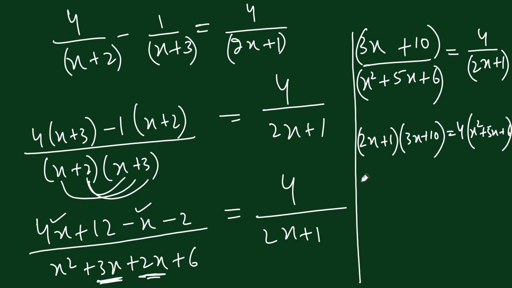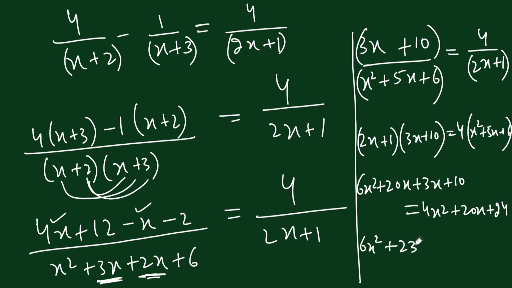So how do we open it? 2x into 3x is 6x square, 2x into 10 is 20x, 1 into 3x is 3x, 1 into 10 is 10, is equal to, I'll write it down, 4 into x square, 4x square, 4 into 5x is 20x, 4 into 6 is 24. Like terms, you can see here 20x and 3x are like terms, so 6x square plus 23x plus 10 is equal to 4x square plus 20x plus 24, because on the right side there is no like term.